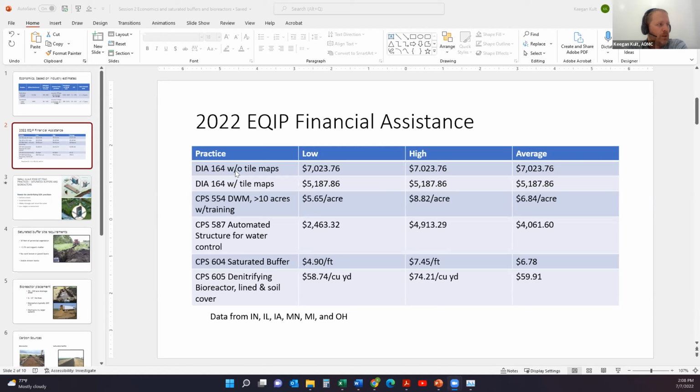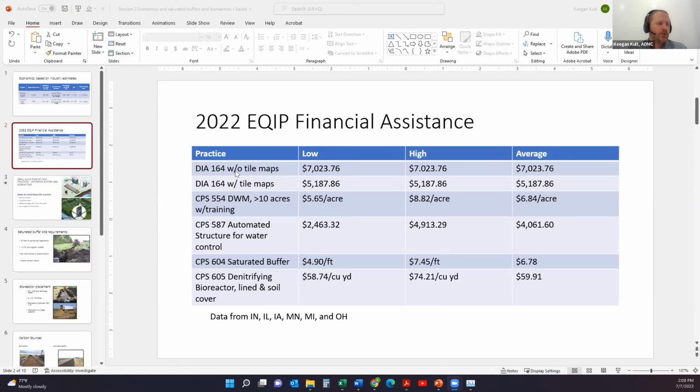And on the low end, there's kind of an outlier. Minnesota's cost share was a little bit low on the automated structure right now. Theirs was at $2,400. The high end was just over $4,900, so about $4,000 on average. And I believe that was supposed to get to about 75% of the cost share. So an automated control structure is going to run about $6,000 once all the equipment gets put in there.